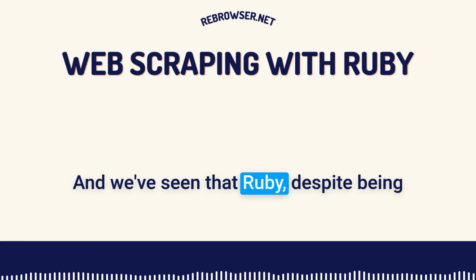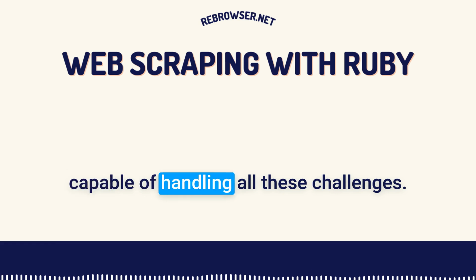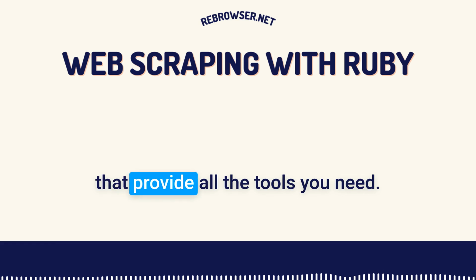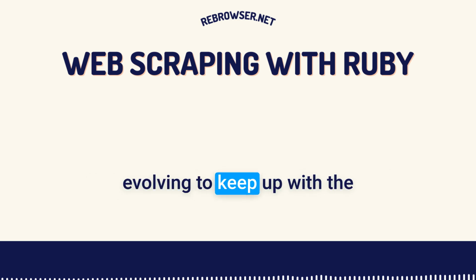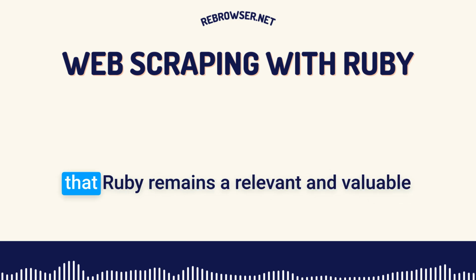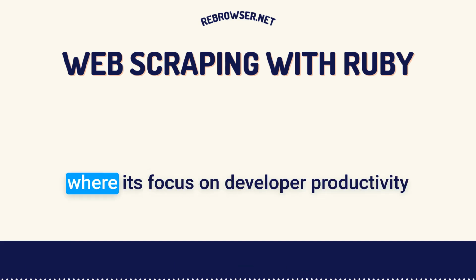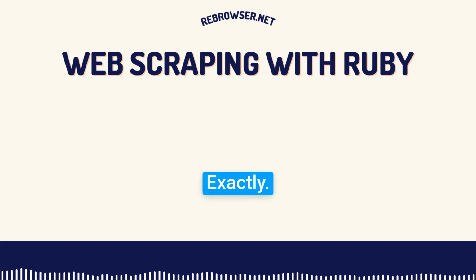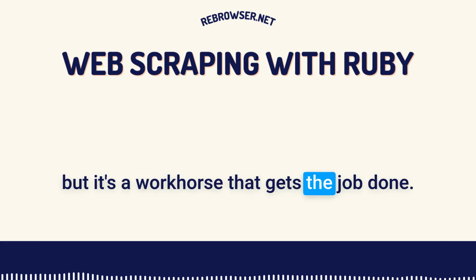And we've seen that Ruby, despite being a somewhat mature language, is still very capable of handling all these challenges. Absolutely. It has a rich ecosystem of gems that provide all the tools you need, and the language itself is constantly evolving to keep up with the demands of modern web scraping. And beyond just scraping, we've also seen that Ruby remains a relevant and valuable language, especially in web development, where its focus on developer productivity and its mature ecosystem are highly prized. Exactly. It might not be the flashiest language out there, but it's a workhorse that gets the job done.